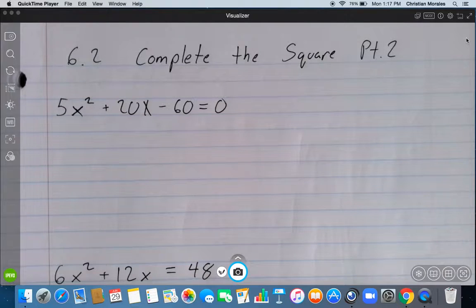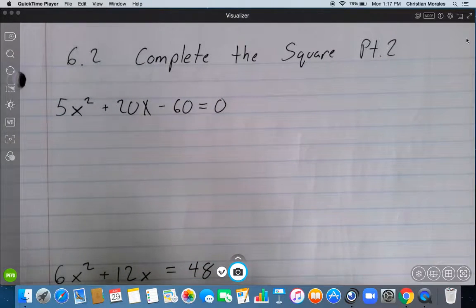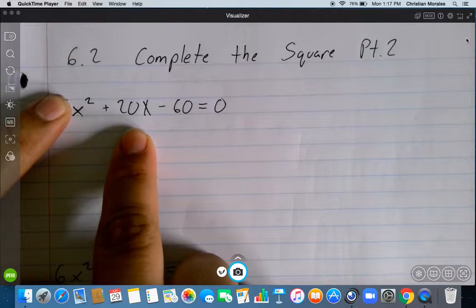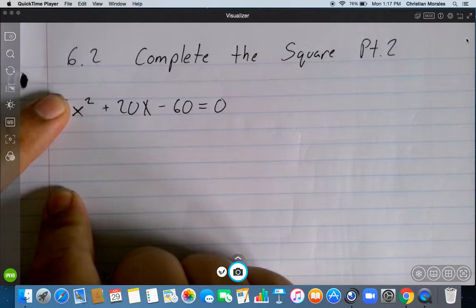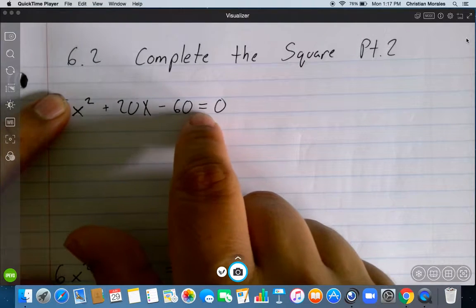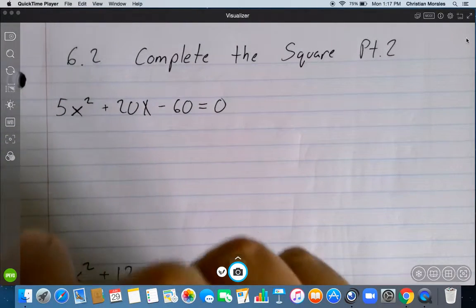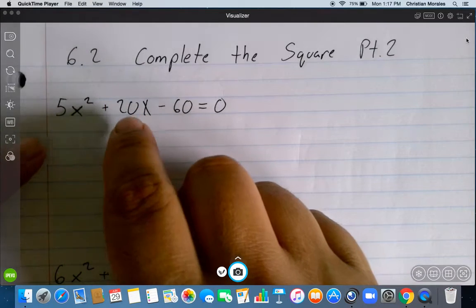Part 2 of completing the square. Now, the ones I showed you earlier all had some things in common. There was no number in front. All you had to do was focus on the b, split that in half, and then add that to your equation.